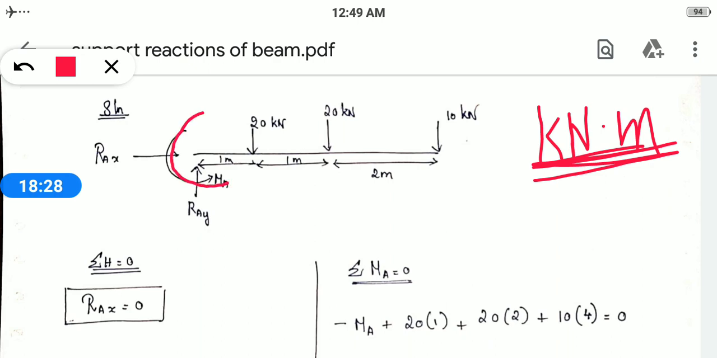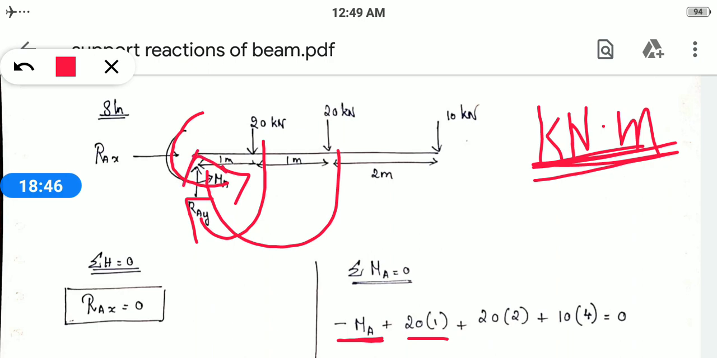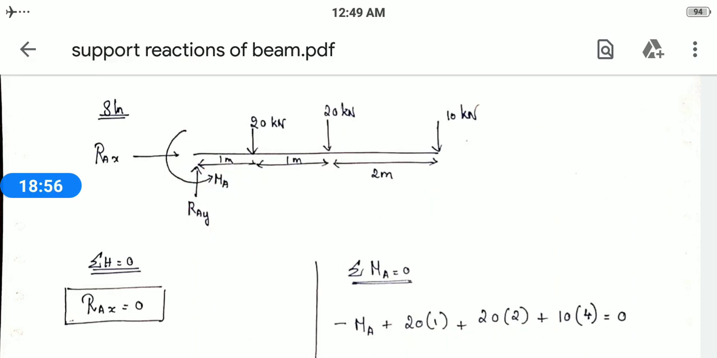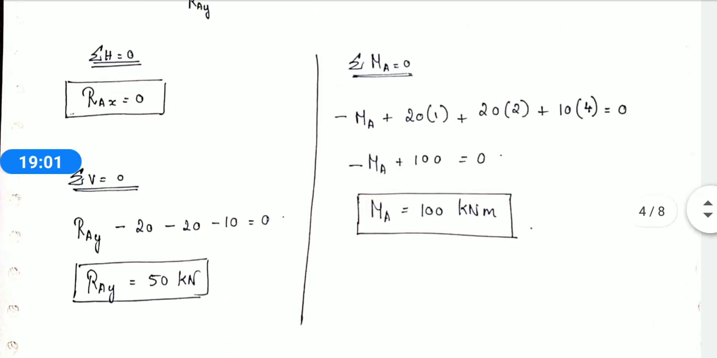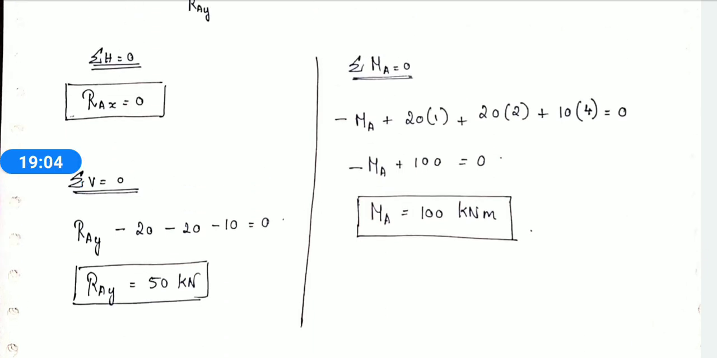Take this moment: it is in an anti-clockwise direction at point A, so I am taking that as minus MA. Then 20 is acting in a clockwise direction with 1 meter distance, so it is 20 into 1. Same like 20 is going to move in this direction, that is 2 meters, so 20 into 2. 10 is also going to move to the A position with the 4 meter distance, so 10 into 4. When you do this, you will get MA equal to 100 kilonewton meter. So these are the unknowns we had to find in this sum.